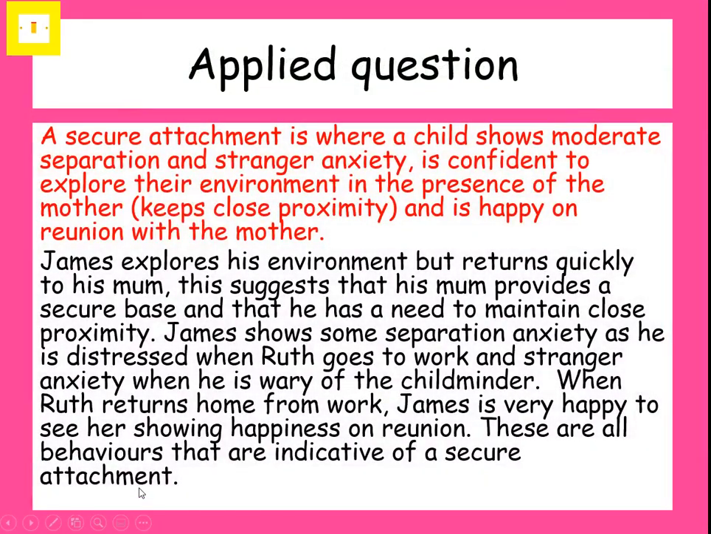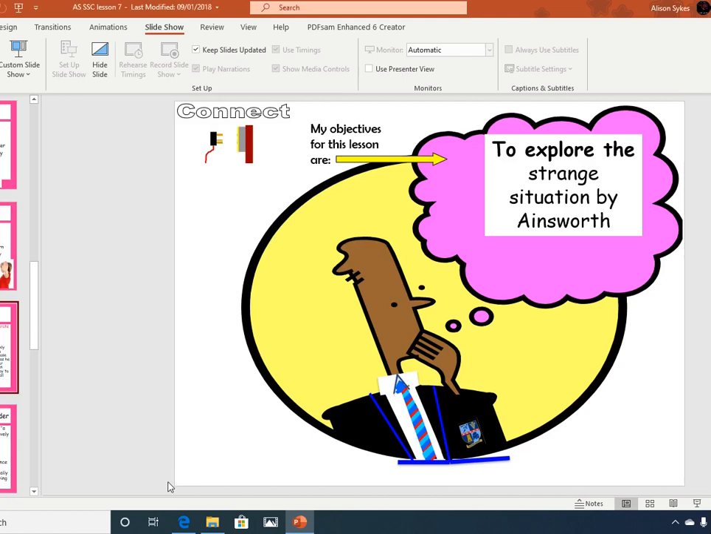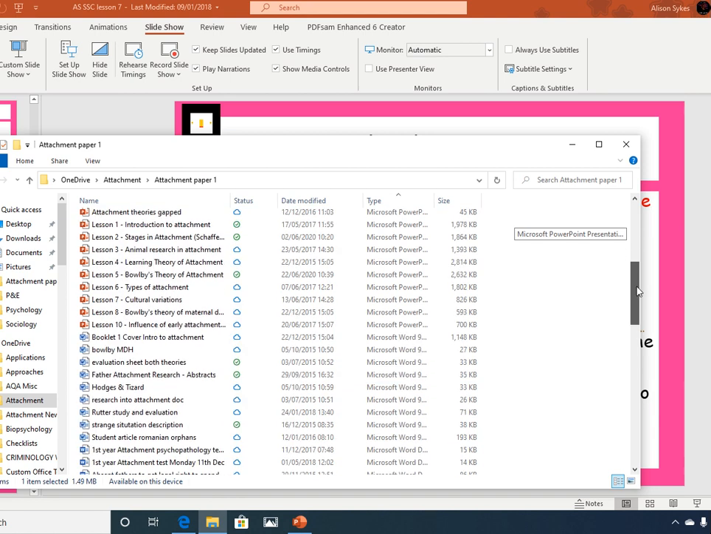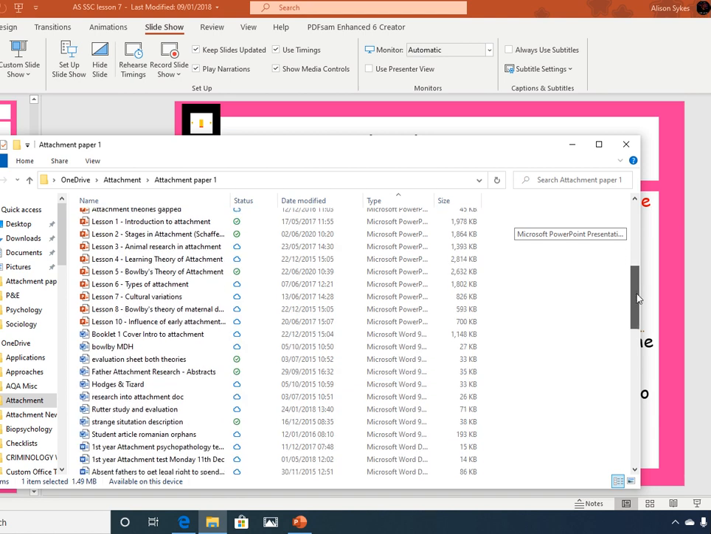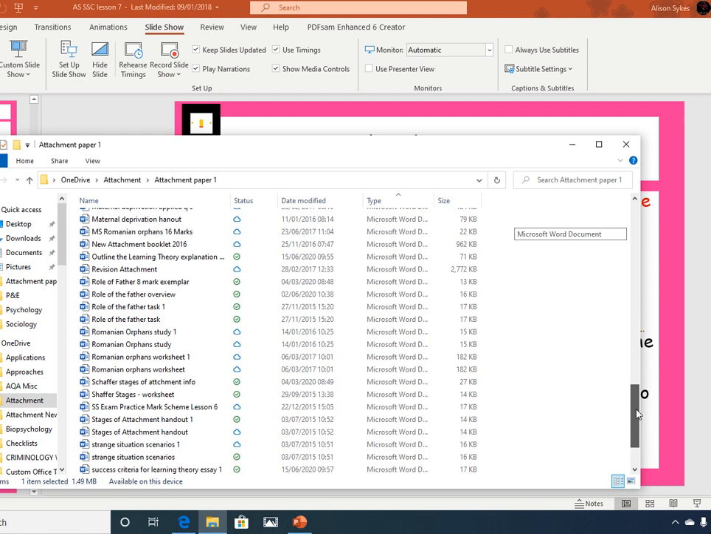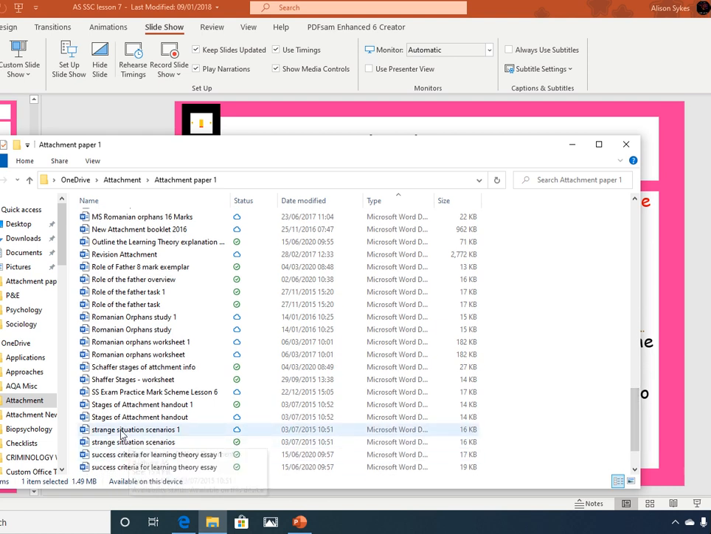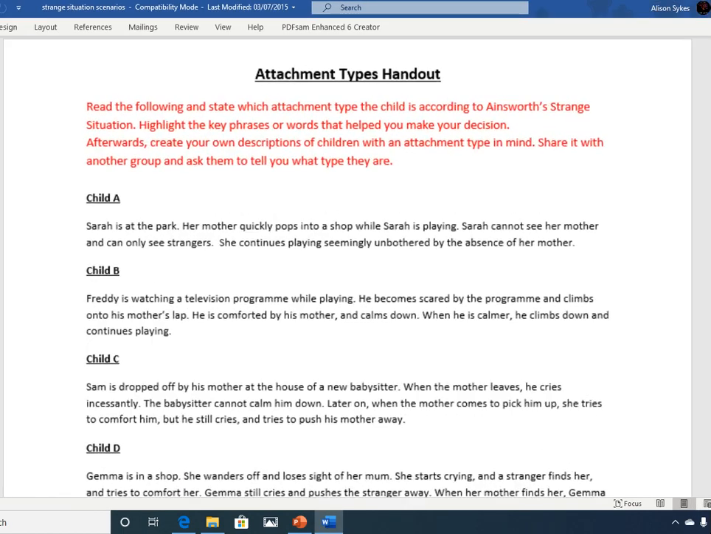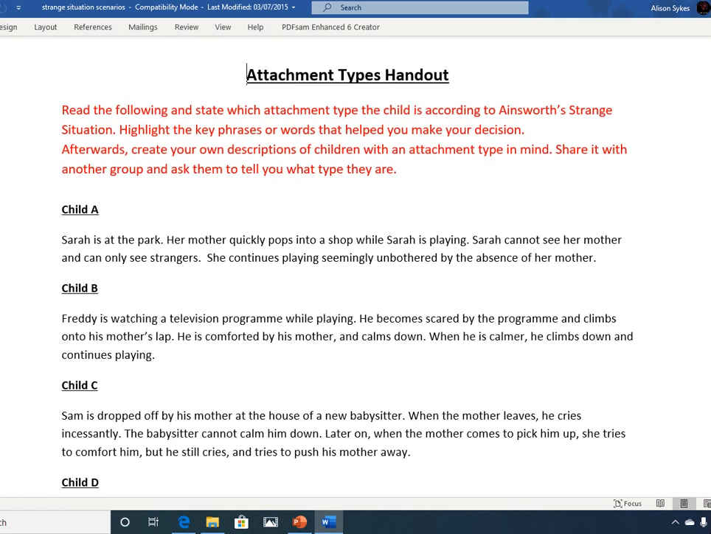I'm just going to go to find, hopefully, on here, some of the scenarios that I think I should have uploaded. Sorry, I should have done this before I did the video. Yeah, here we go. So, strange situation scenarios. This should be uploaded onto Teams. What I'd like you to do is have a look at these and state which attachment type the child is according to Ainsworth's strange situation. Now, in order to do that, I'd like you to try to highlight key phrases or words.